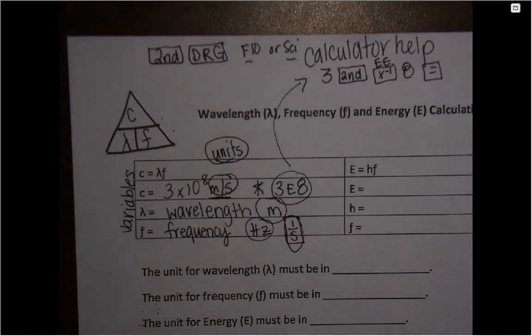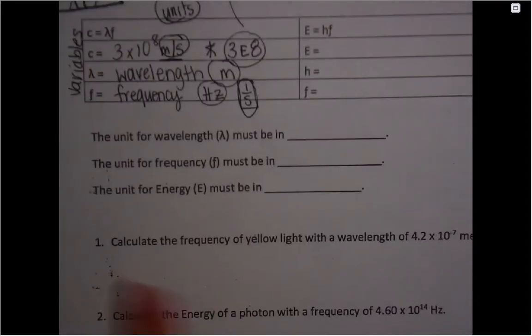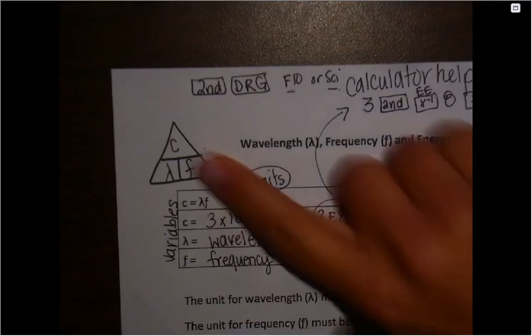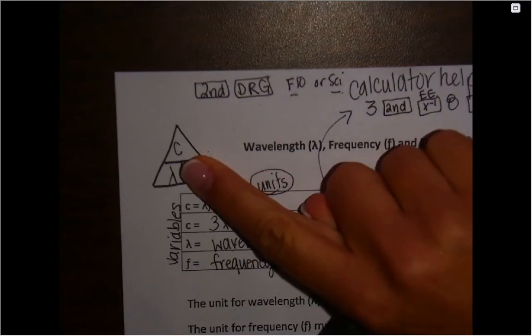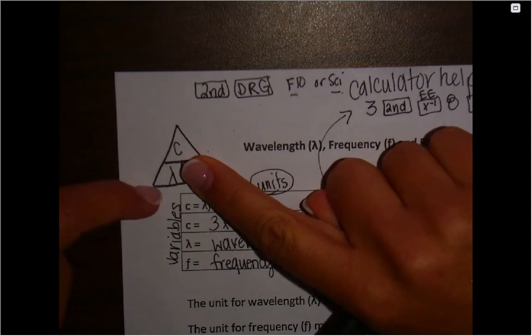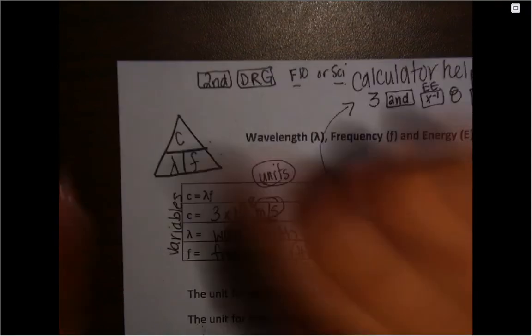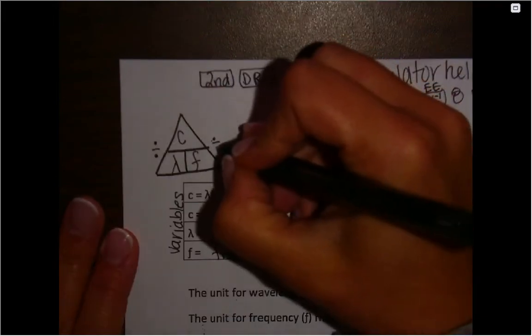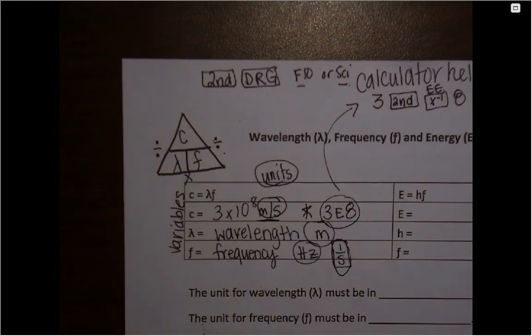Okay? Again, how to use the triangle. Say you're solving for, for example, in the first problem, it says calculate the frequency, blah, blah, blah. If we're solving for frequency, we would cover the F with our finger, and you would be left with C divided by lambda. Okay? So remember, when they're on top of each other, they're going to be divided. When they're next to each other, they're multiplied.